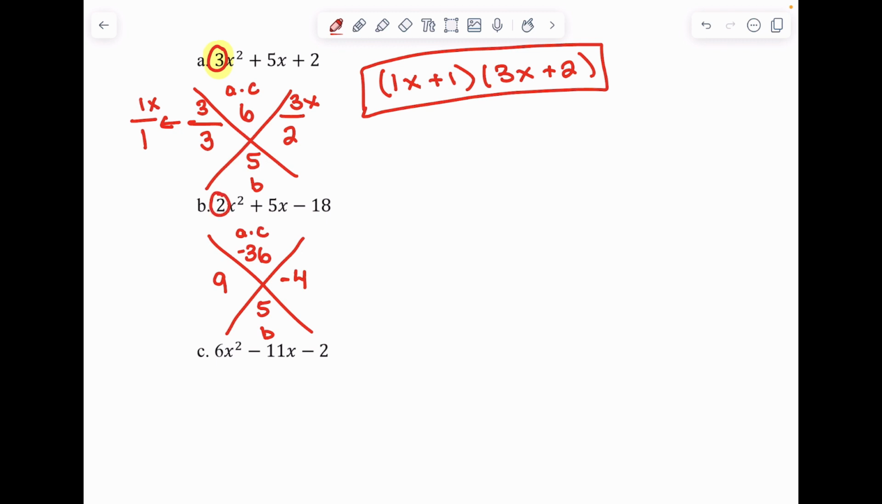2 is the number in front of my x squared, so 2 goes on the top of both of my values. And I simplify if I can. 2 over 9 cannot be simplified, but 2 over negative 4 can. And it'll become 1 over negative 2 when I divide both by 2. And the value on top is what goes with my x. So my first binomial will be 2x plus 9, and my second binomial will be 1x minus 2.